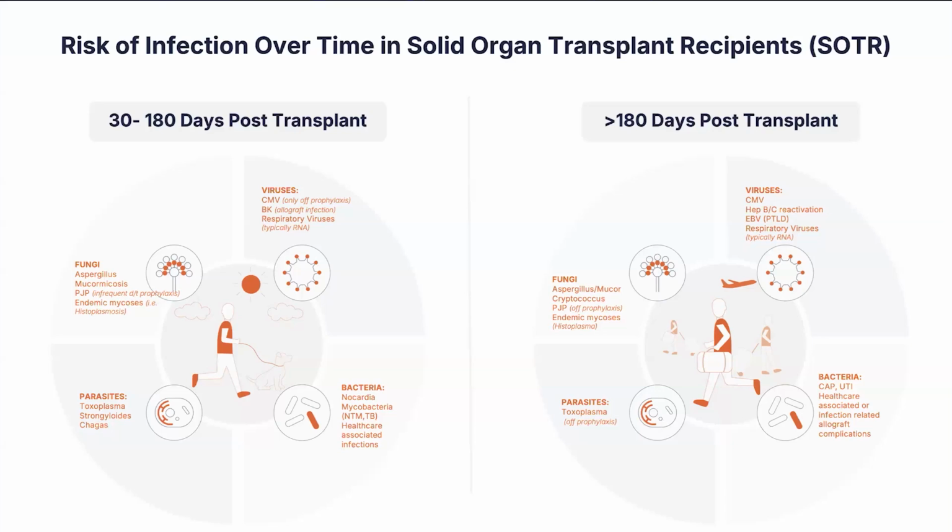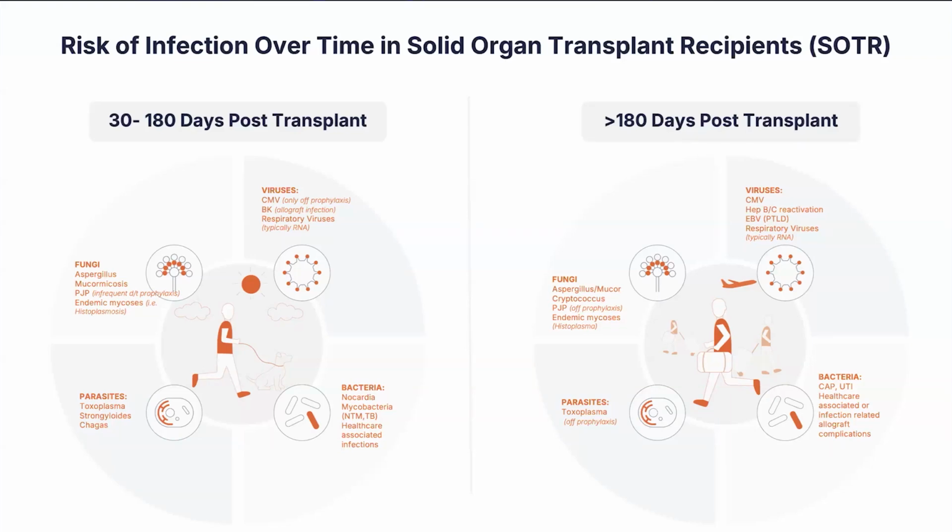If they're on voriconazole or posaconazole, you're not going to see a lot of fungal infection. So these presentations are usually delayed. And as the patient moves beyond the 6-month period and they start coming off of prophylaxis, even though they're on stable immunosuppression, this is where really the risk of opportunistic infections starts to reemerge.